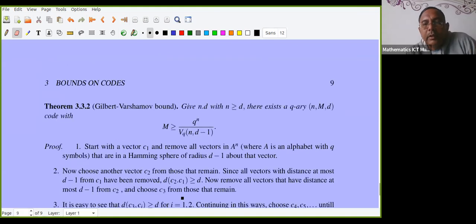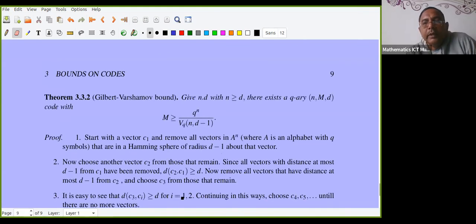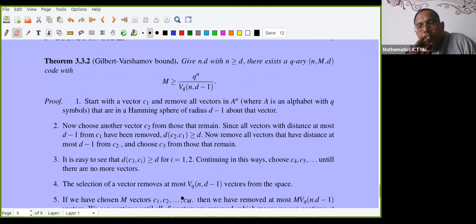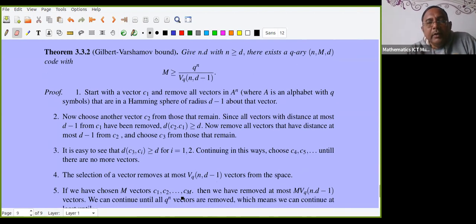Now we need to look at the bounds of this. Even by the volume of this, the size M is greater than or equal to that. I will not read it. You go through it and let me know. Take some time, go through it and let me know whether you understand the proof or not.